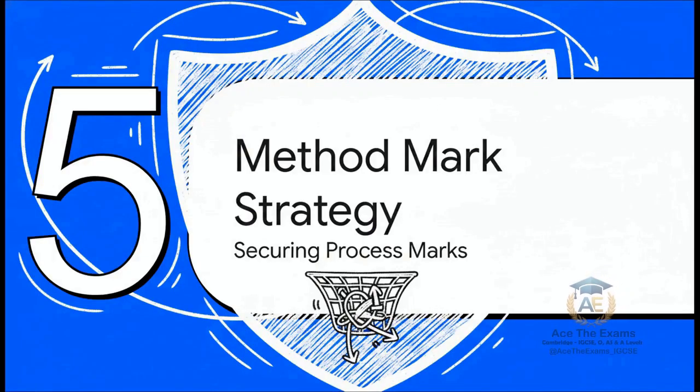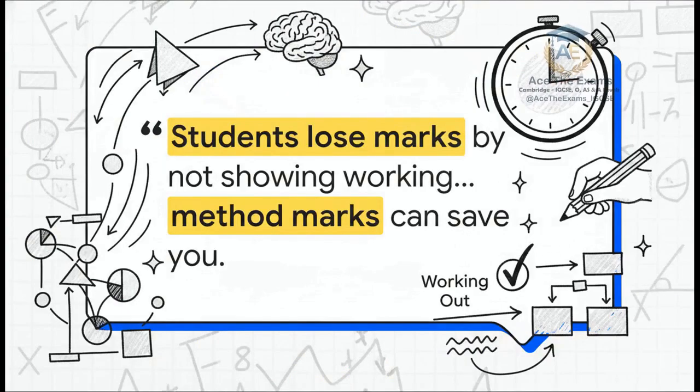Section 5. Method Mark Strategy. This is probably the most crucial safety net you've got. Look at this examiner alert. Students constantly lose marks by simply not showing their working. Imagine you set up the complex conjugate perfectly, but right at the very end you make a tiny arithmetic error.